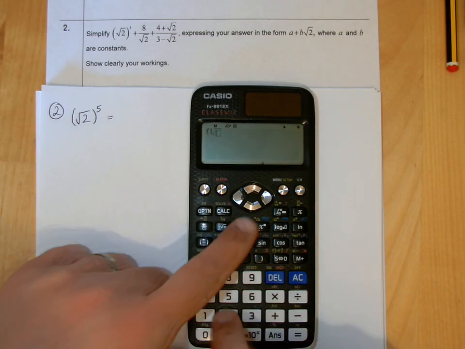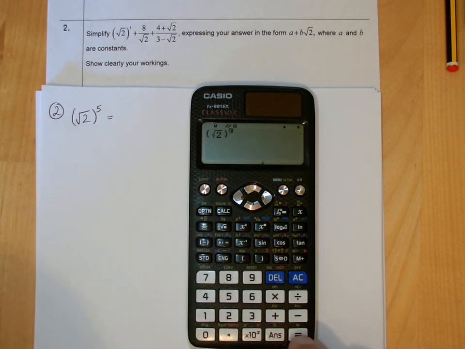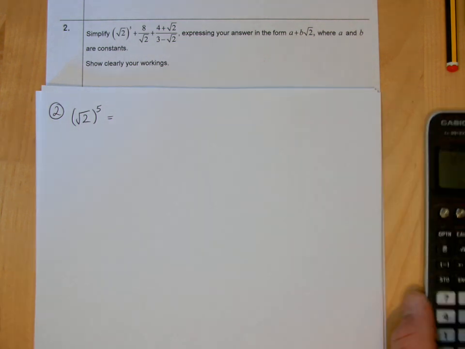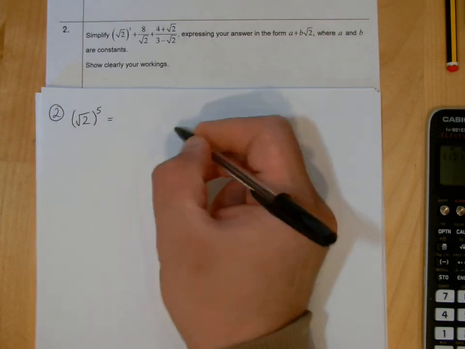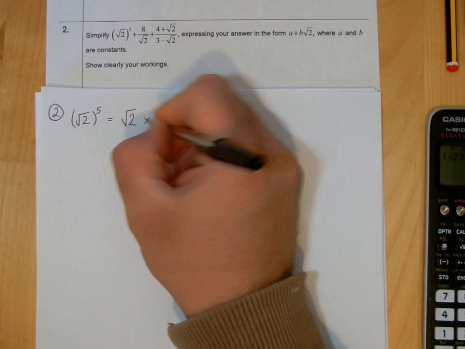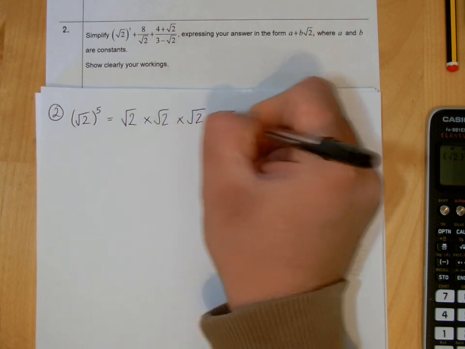For instance, if I put root 2 to the power 5 in here, it won't simplify for me, it'll just put it as a decimal, so it won't give simplified surd form. So you need to show your working and it'll come out straightforward, won't it? Because root 2 to the power 5, if you think about it, is just root 2 times root 2 times root 2, so we're going to have 5 of them.